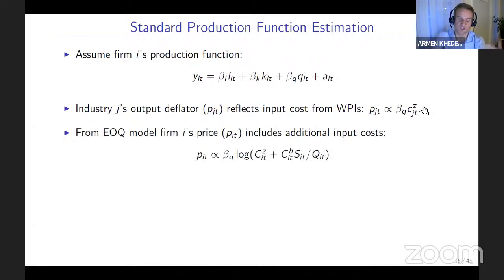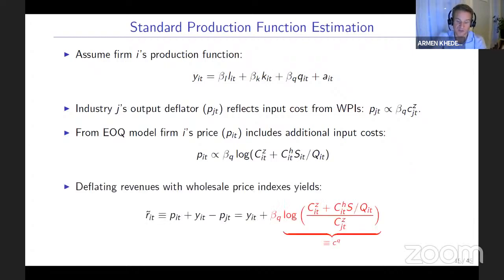But in fact, firms, when they set their prices, do take into account these additional costs, so that the price the firm sets is going to be some proportion of the purchase price and the additional costs that we're referring to with the EOQ model. So when we deflate revenues with this wholesale price index, what we're obtaining is really the physical output plus this additional term, which is the difference between the firm's true input costs and the input costs proxied by purchase prices from the wholesale price index.